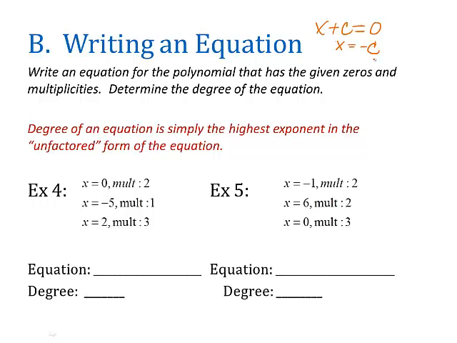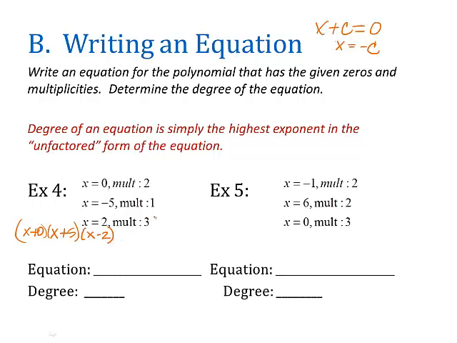Now, what I want to do first is just build factors based on this information. Ignore the multiplicity part, just build your factors, okay? We said that if x is 0, then that means it's x plus 0. x is negative 5, that means it's x plus 5. x is 2, it's x minus 2.